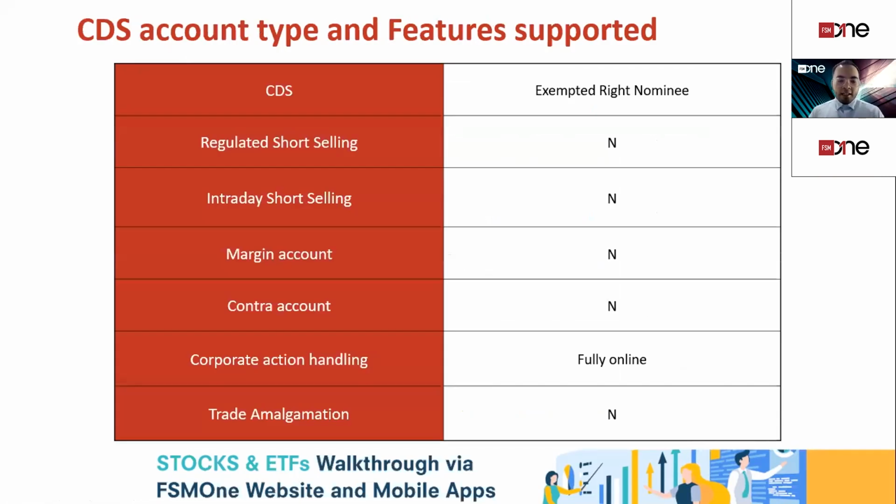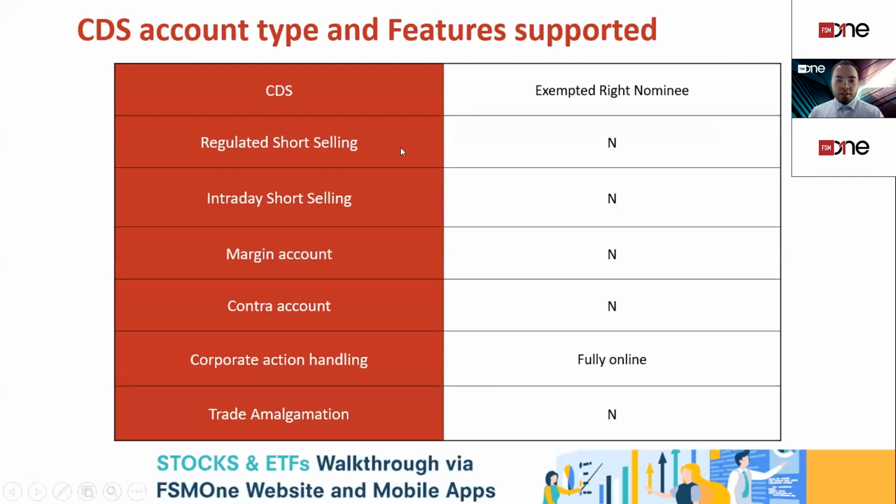Okay, and then the CDS account type for FSM1 CDS account is under nominee. Okay, exempted right nominee. As you know, usually people will ask what's the difference between nominee and direct account. Yeah, one main thing that they will consider is the participation into IPO. So as you know, with nominee, you are not able to participate in IPO, whereas for the direct one, you can. Okay, our CDS account is under nominee, exempted right nominee.